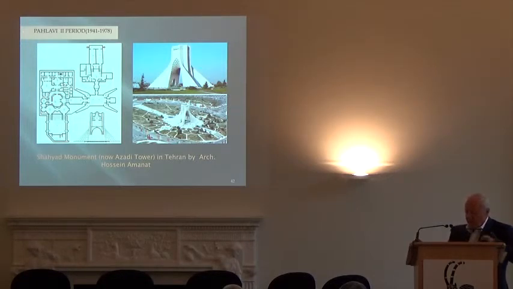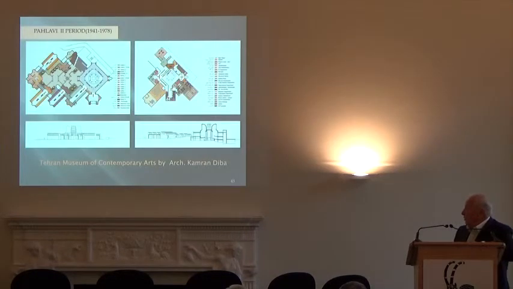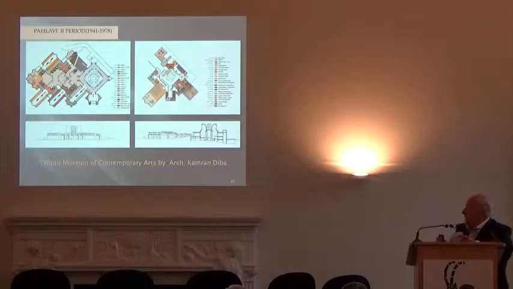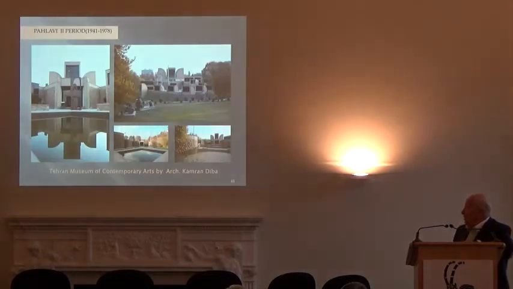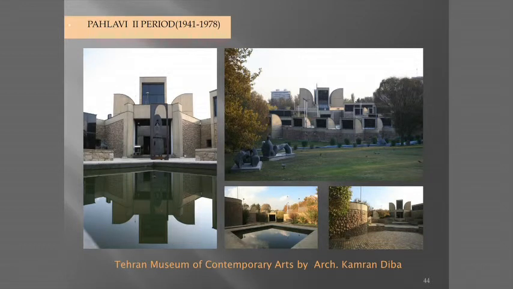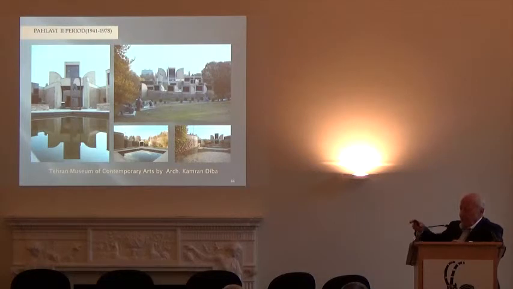Then we have other good architects like Kamran Diba, who did the Museum of Modern Art in Tehran, very interesting in the design of a modern museum. The type of lighting for the interior was very inspired by the stairs in the old building when they finished on the roof. And the lighting is a very nice interior lighting in this building.